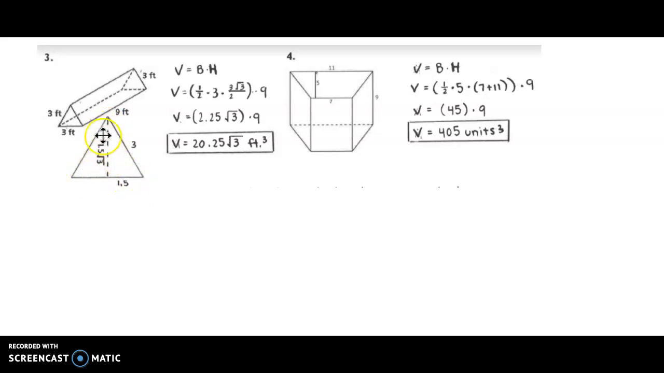And so the area of this triangle is 1/2 times base times height. 1/2 times base is 3, and the height is 1.5 root 3. But then the actual height of the prism itself is 9 feet. So that's the 9 feet here. Here, number 4, area of the base. This is a trapezoid. You'll have the area of a trapezoid formula given to you on the formula sheet. The height of the object is 9. So that's why this 9 is out here as well. For the units, don't forget it's cubed when we do volume.